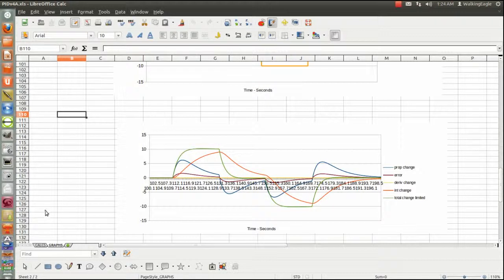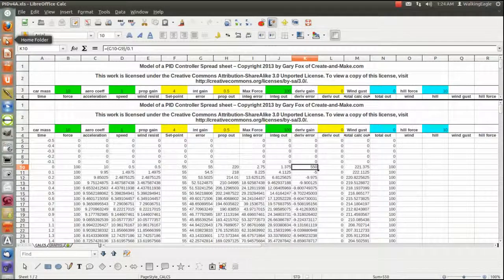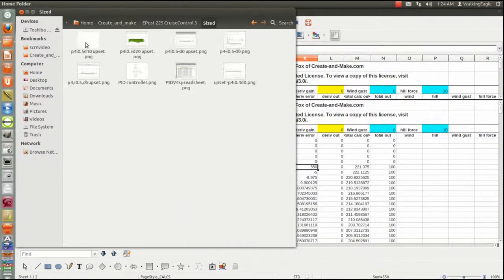Okay, let's see if we can tune this thing. We're going to add a little bit of derivative in here. And for my first derivative, I'm going to have to go to my cheat sheet here. The first one I'm going to add is going to be a derivative of 5.